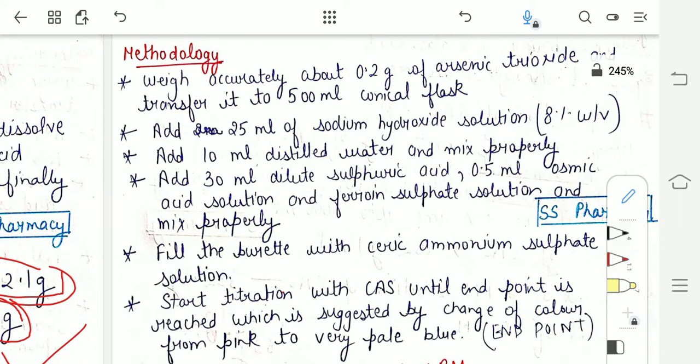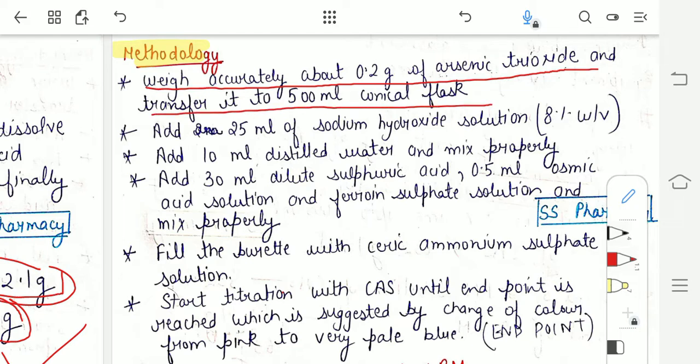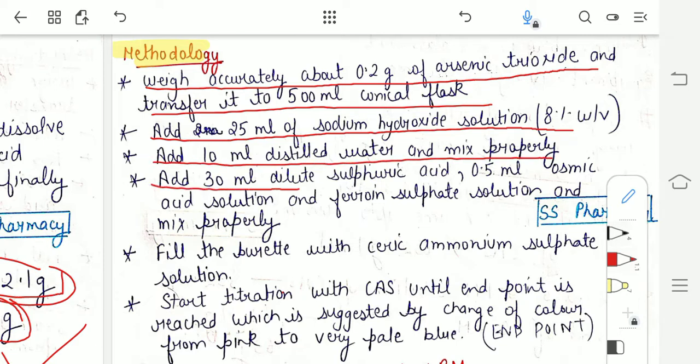So the methodology says that we have to weigh accurately about 0.2 gram of arsenic trioxide, which is our primary standard, and then transfer it to a 500 ml conical flask. Then we have to add 25 ml of sodium hydroxide solution, which will be 8% weight by volume, and then add 10 ml distilled water and mix the solution properly. Then we have to add 30 ml of dilute sulfuric acid, 0.5 ml of osmic acid solution, and ferroin sulfate solution, and then mix properly.